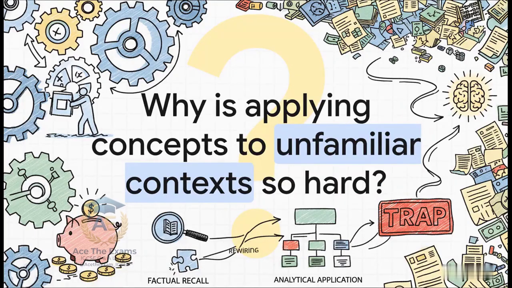Okay, so the crucial question we need to tackle right out of the gate is this. Why do students find applying these accounting concepts to unfamiliar contexts so incredibly hard? I mean, think about it. You've studied the textbook, right? You know the double entry rules backward and forward. Yet the second you are faced with a 15-mark structured scenario on the exam, everything just kind of freezes?